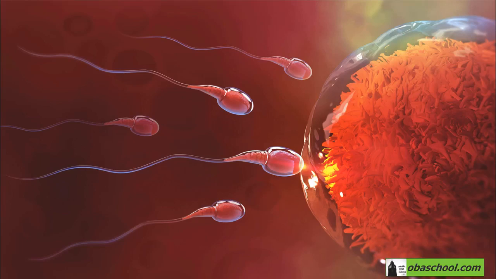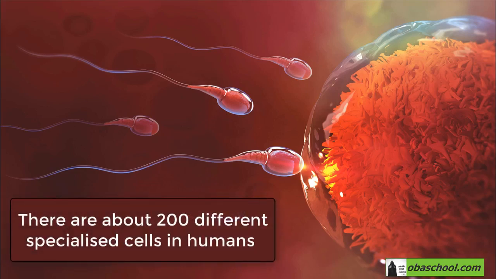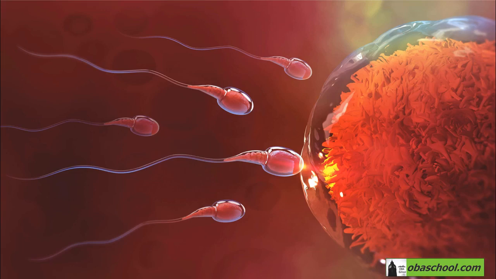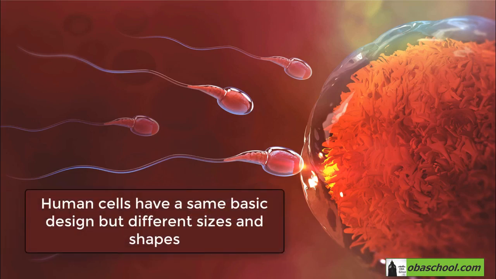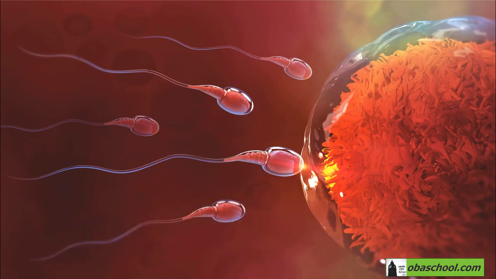Hello, my dear students. We've previously learned that specialized cells have a specific function or job. There are about 200 different types of specialized cells in humans. All human cells have the same basic design, but their sizes, shapes, and subcellular structures can be different so that specialized cells are adapted to their functions.